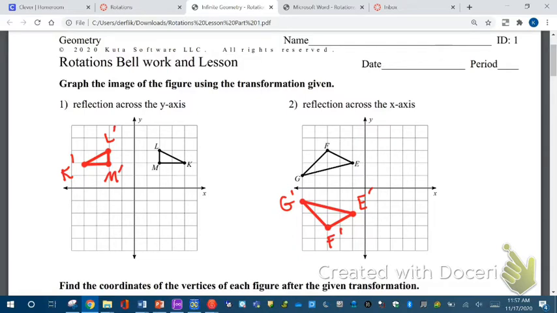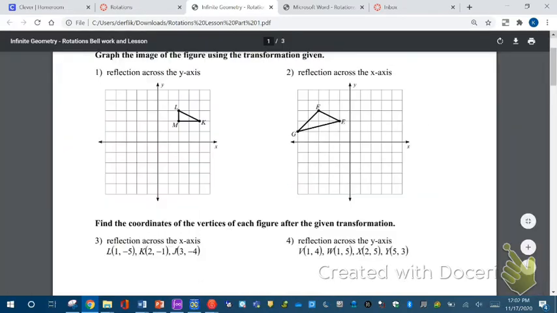So let's see. Okay, so for these next 2, number 3 and number 4, how could we do this without having to graph it? Well, if you find the pattern or the rule in the above problems, then you can do these problems without having to graph it. So when you go across the x-axis, what is the rule? Let's look at the x-axis problem up here. If I flip the G across the x-axis, it ended up being here for G prime.